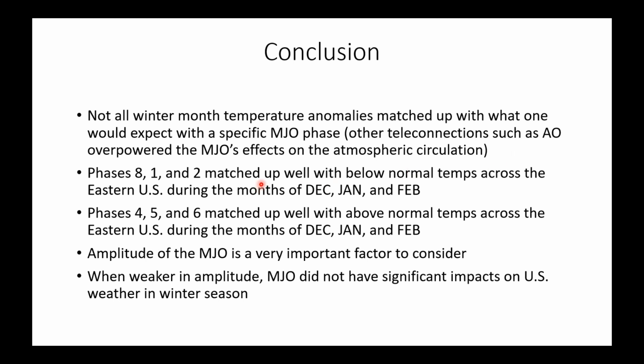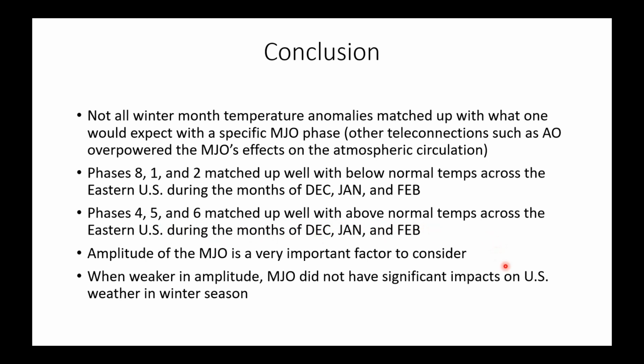Phases 8, 1, and 2, however, when we looked at these winters, they matched up fairly well with what we'd expect, below normal temps across the eastern U.S. during the winter season. Specifically, we focused on December, January, and February. Now, phases 4, 5, and 6, they also matched up well with the milder phases, above normal temps across the eastern U.S. during the months of December, January, and February.